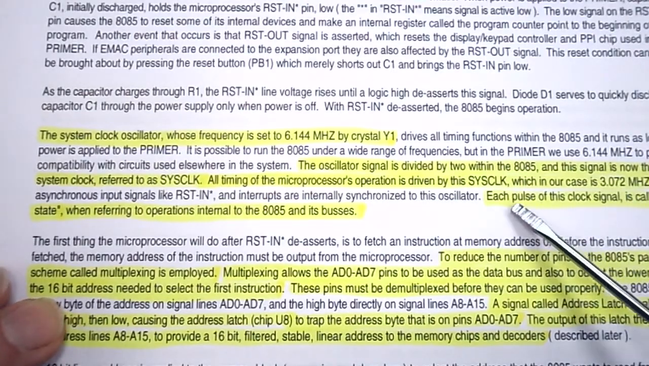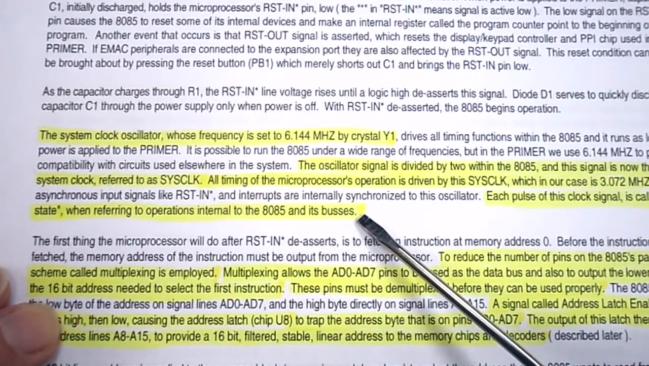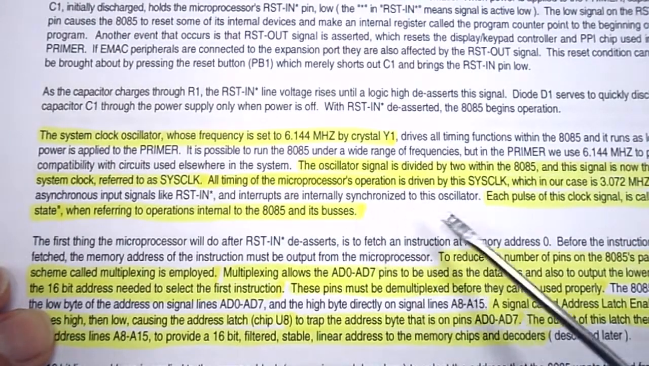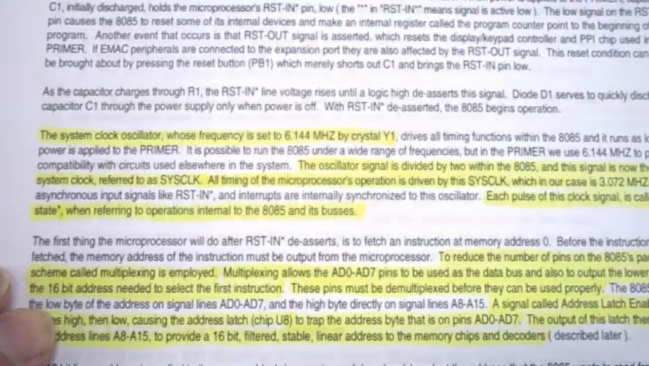The next thing that we need to read is each pulse of this clock signal is called a T-state when referring to operations internal to the 8085 and its buses. So a T-state is the time it takes for one pulse of the clock signal, which is 3.072 megahertz. So 1 divided by 3.072 megahertz will give us the value of a T-state.